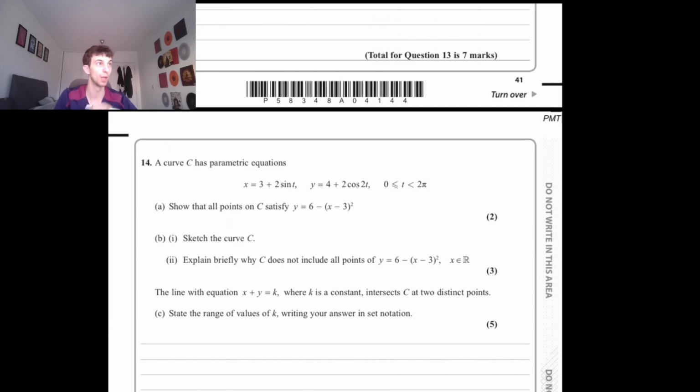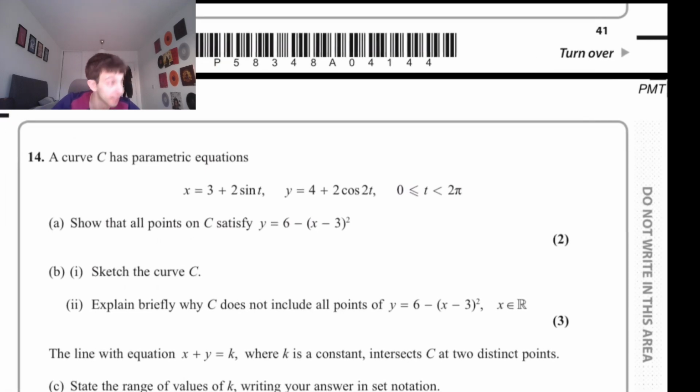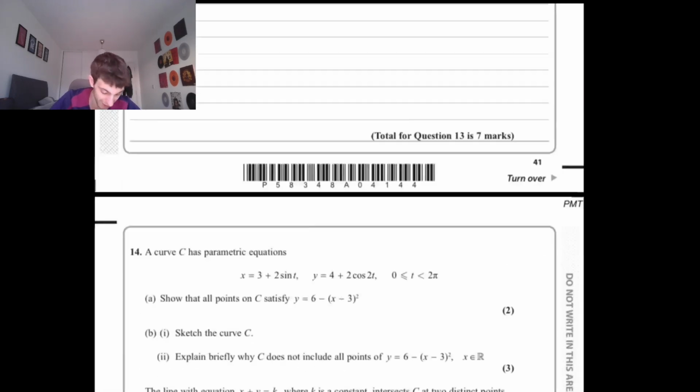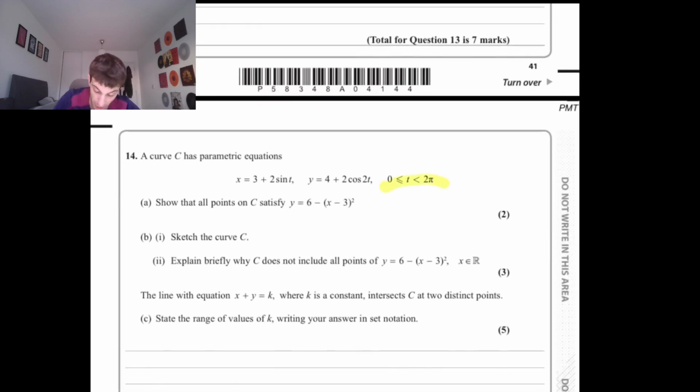Okay, last question of the paper, question 14, a little bit of parametric equations. We're told the curve C has parametric equations x equals 3 plus 2 sine t and y equals 4 plus 2 cos 2t, where t must be larger than or equal to 0 and less than 2 pi. So this is very important, especially when we see we're going to have to sketch later on, because we're going to have a restriction on t.